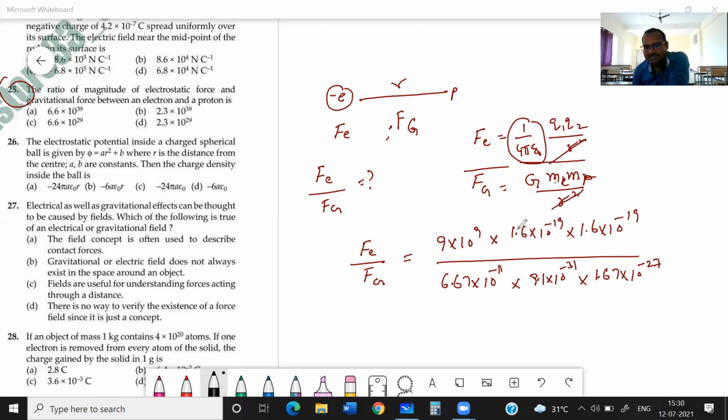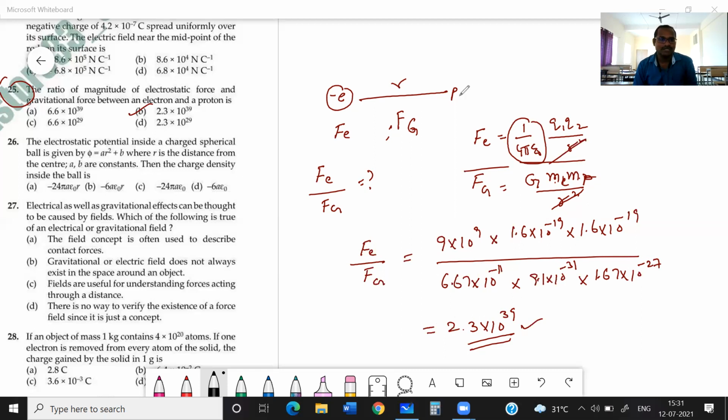If you calculate this, you will get around 2.3 into 10 to the power of 39. You need to do the calculations. Remember this value: 2.3 into 10 to the power of 39. Option B is the right answer. Clear? Do these calculations and you will get the required answer.